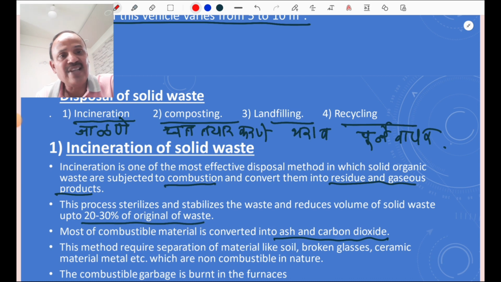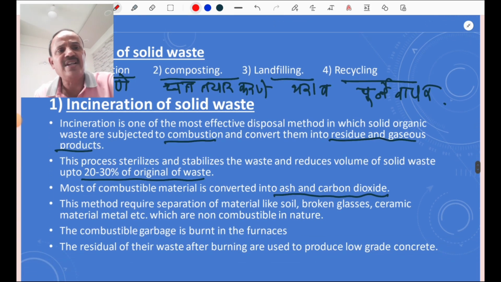The process sterilizes and stabilizes the waste and reduces the volume of the solid to 20 to 30% of the original volume of that waste. Most of the combustible material is converted into ash or carbon dioxide. This method requires separation of materials like soil, broken glass, ceramic materials, metals, etc., which are non-combustible in nature. The combustible garbage is burned in furnaces. The residue of the waste after burning is used to produce low-grade concrete. One must know that.